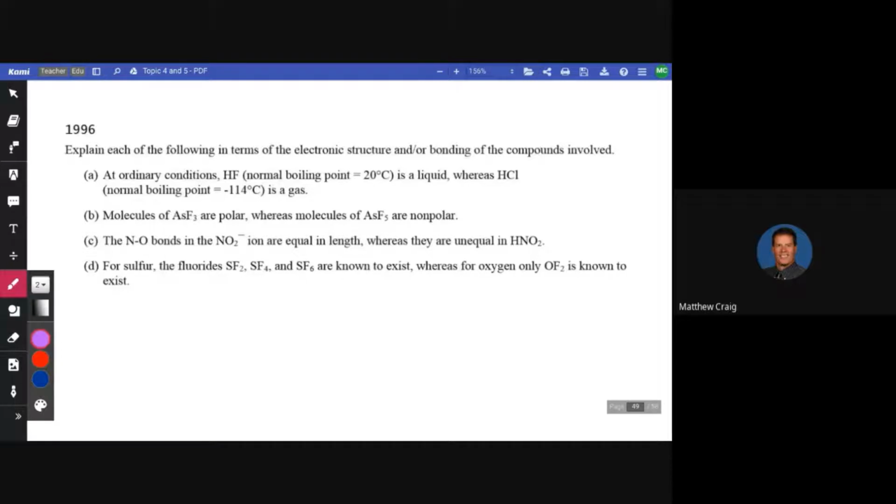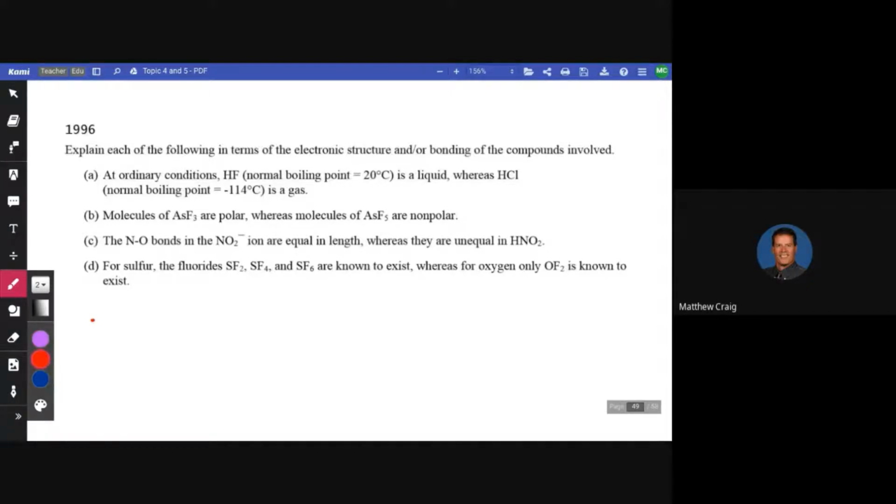All right, 1996. Explain each of the following in terms of electronic structure and/or bonding of the compounds involved. A, at ordinary conditions, HF, with a normal boiling point of 20 degrees Celsius, is a liquid, whereas HCl, normal boiling point negative 114 degrees Celsius, is a gas. Why in the world would one have such a higher boiling point than the other?